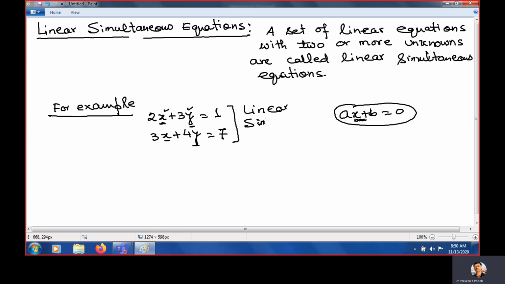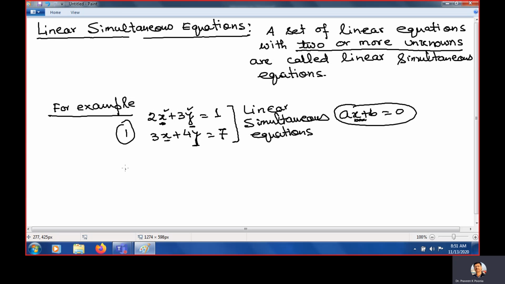Linear simultaneous equations. Why? Because we have x and y in linear form. Clear? Number one. Number two, we have two equations and two variables, x and y. Clear? What is the definition? A set of linear equations with two or more unknowns, listen here, two or more unknowns. Unknown means variable. x and y are called linear simultaneous equations.